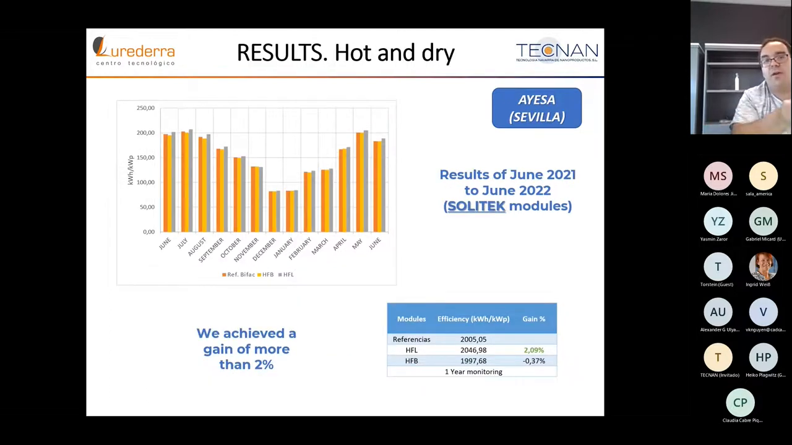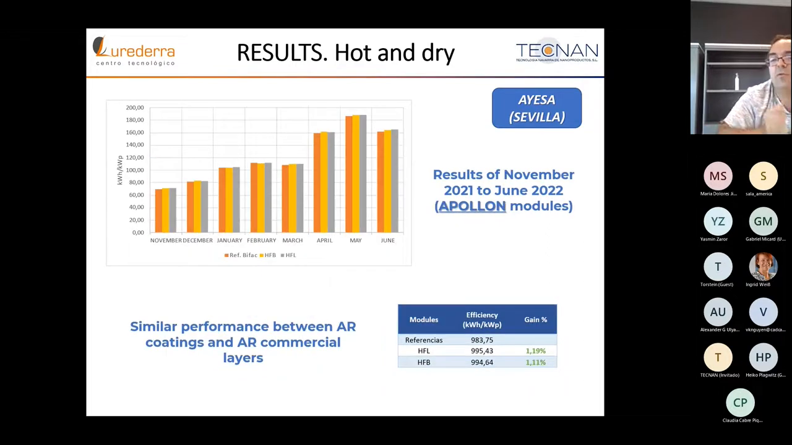When we study the hot and dry situation, we have seen very similar results. In the case of Sevilla, in the adjacent facilities, when we study the performance of the Solitech modules, which do not have the commercial anti-reflective layer, we have seen a gain of more than 2% in the case of the hydrophilic coating. And when we compare the result in the case of the Apollo modules, we have a similar performance between the anti-reflecting nanocoating and the commercial anti-reflecting layer.